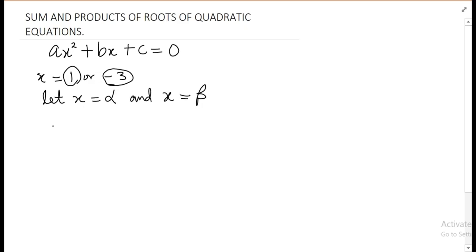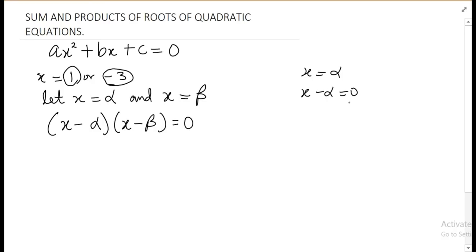So to form a quadratic equation, we now have x minus alpha equals 0, multiplied by x minus beta equals 0. If x is equal to alpha, it therefore means that x minus alpha equals 0. And if x is equal to beta, it therefore means that x minus beta equals 0. So we'll multiply these two expressions together.